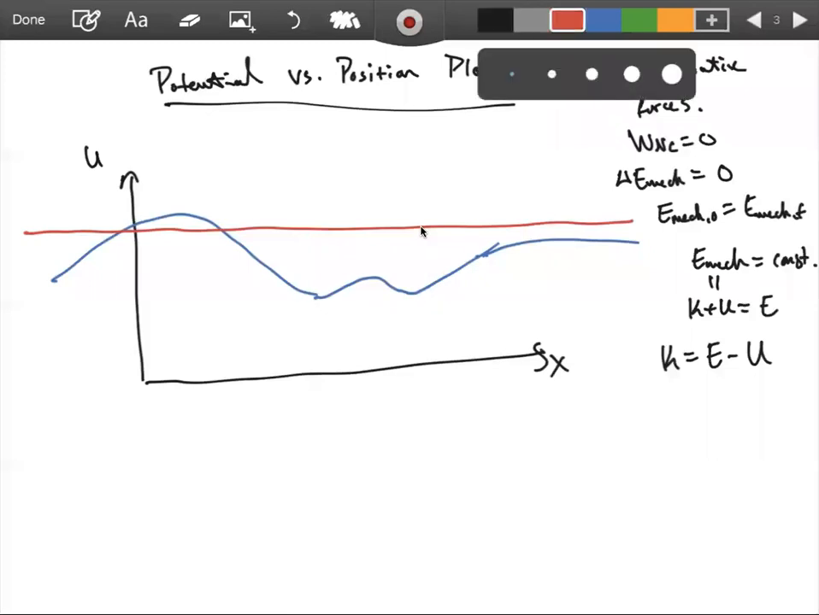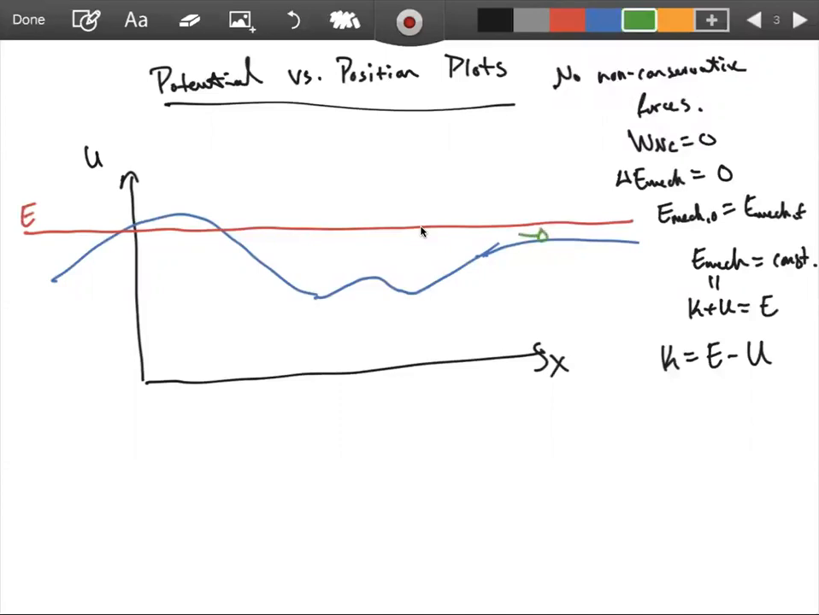As long as I know the total energy, which is what my red line is here, and I know the potential energy, which is my blue line, then I can establish exactly what the velocity is at any given point. Okay? So what does this mean? This means if I had a particle here, initially moving to the left with some velocity v, what's going to happen?